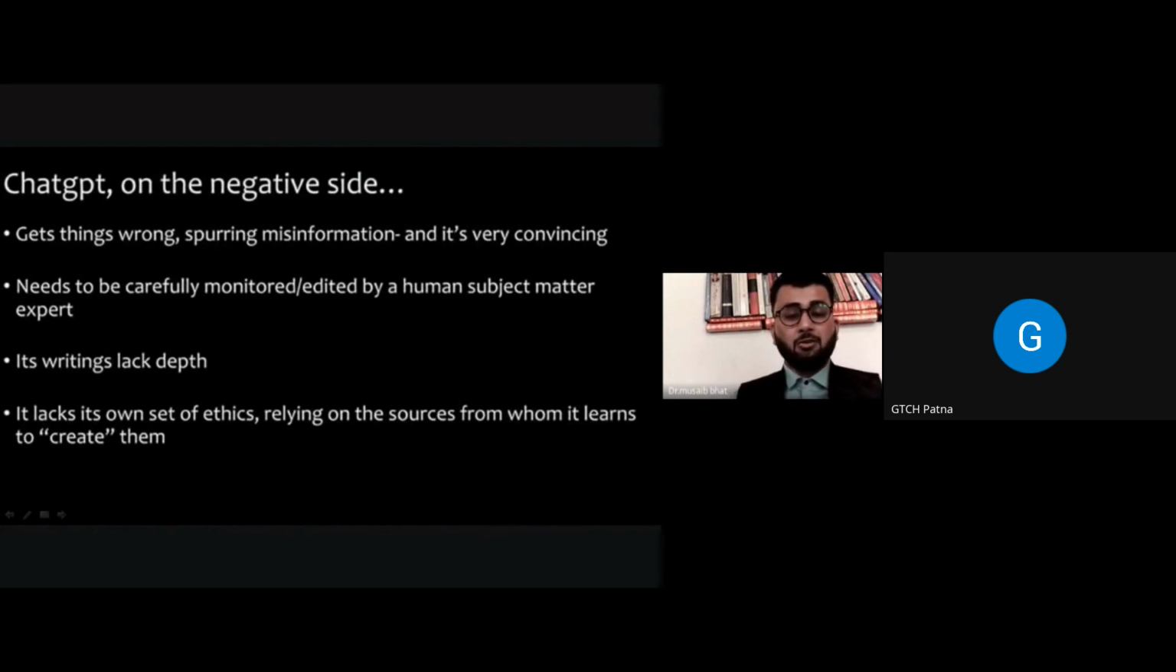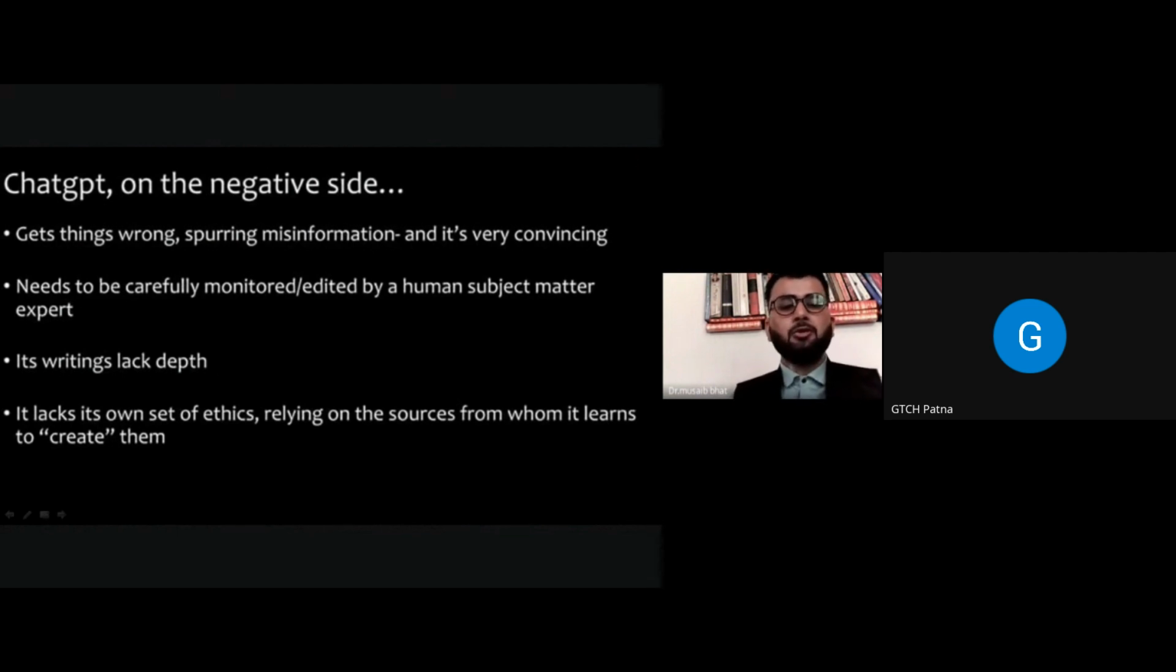If it is generating content, we need to cross check it, because sometimes it may use very poor references in order to generate a response. Its writings lack depth right now. The problem is that its writings don't have too much depth, because its data is limited right now. So maybe in future, after ChatGPT 4, there may be several other versions that may help us fight this negative side.